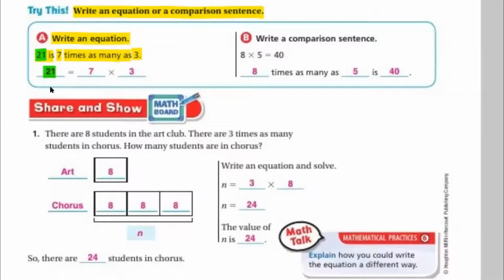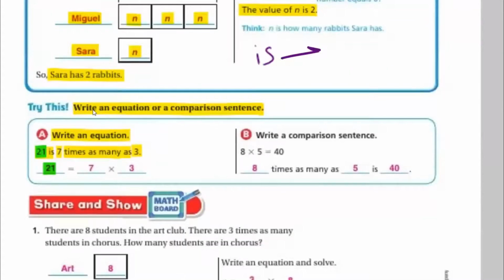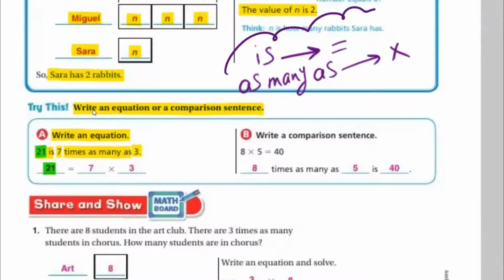After that, is means equal. So write this with me, please. Is, if you want to translate it into an equation, write it as equal. After that, as many as, it will be multiplied by. So you have to copy this in your book, please. First of all, you put any number as the same. After that, put is as equal and as many as as multiplied by.